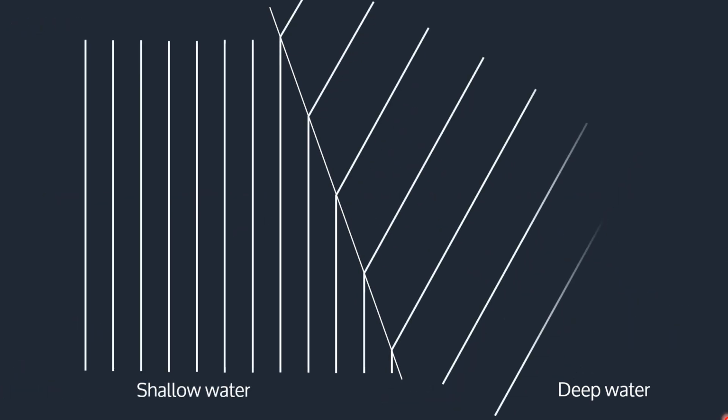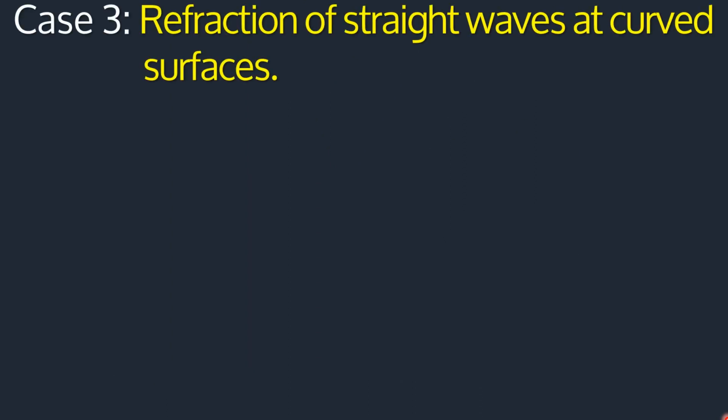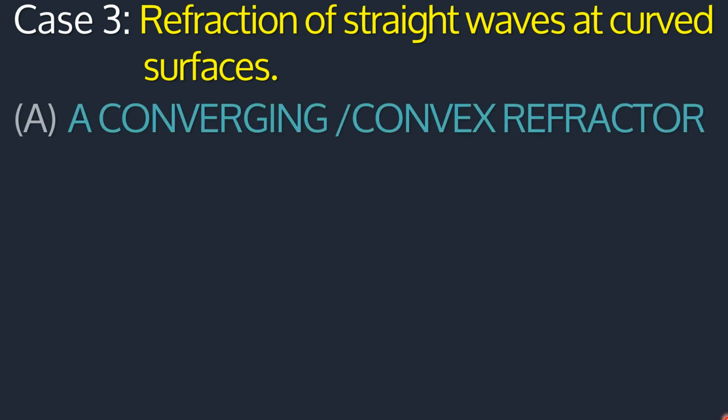We've already seen that. So case 3, refraction of straight waves at curved surfaces. Now if you have curved surfaces, what happens? The first scenario is if you're having a converging or a convex refractor. Sometimes they call it a convex lens.